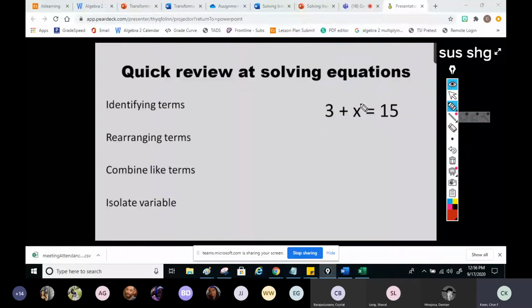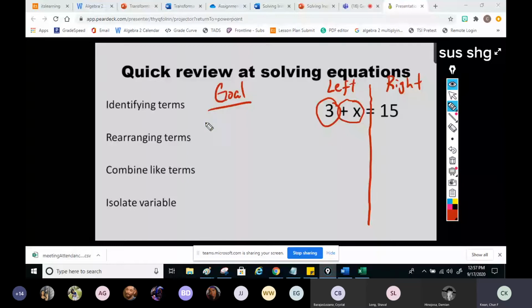So the first step is draw a line through the equal sign, split it into the left part and the right part. Yes, you have to do it, okay. And then the second step is we want to make sure we move all the terms that are not x. We want to leave the x right here. So your goal is to make sure that x is alone. We want to isolate the variable.